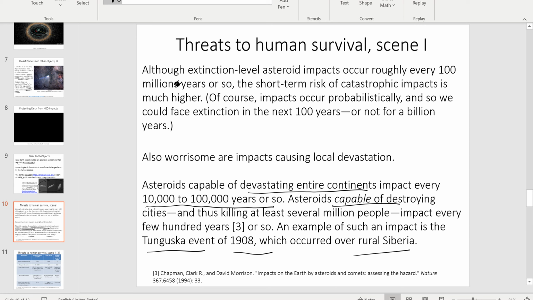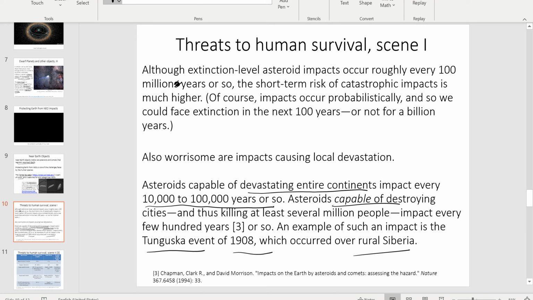The vast majority of the Earth is not inhabited by cities, by people forming cities. Most of the Earth is pretty rural. Actually, most of it is water. So an asteroid that's capable of destroying a city that hits rural Siberia or the ocean is not going to destroy a whole city. It's just to be clear what I mean.